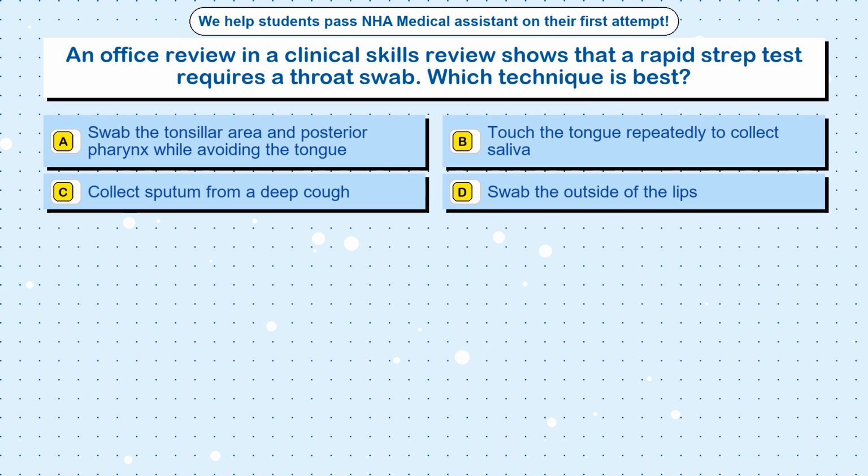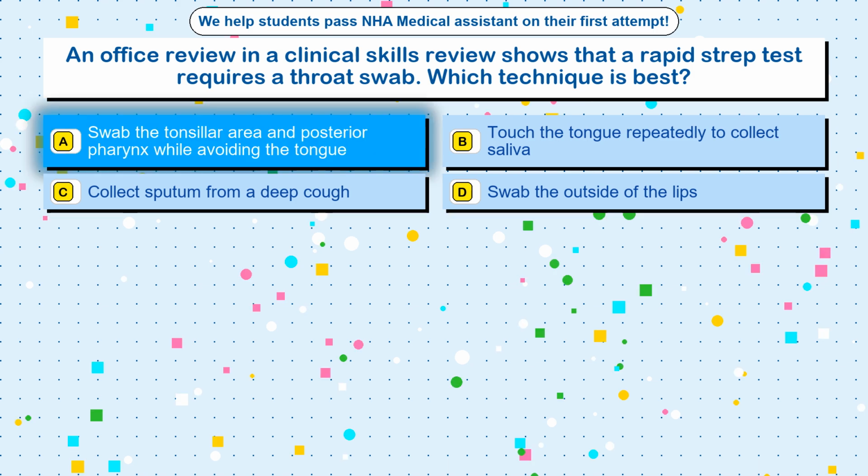Question 61. An office review in a clinical skills review shows that a rapid strep test requires a throat swab. Which technique is best? Option A, swab the tonsillar area and posterior pharynx while avoiding the tongue. Option B, touch the tongue repeatedly to collect saliva. Option C, collect sputum from a deep cough. Option D, swab the outside of the lips. The correct answer is option A, swab the tonsillar area and posterior pharynx while avoiding the tongue.